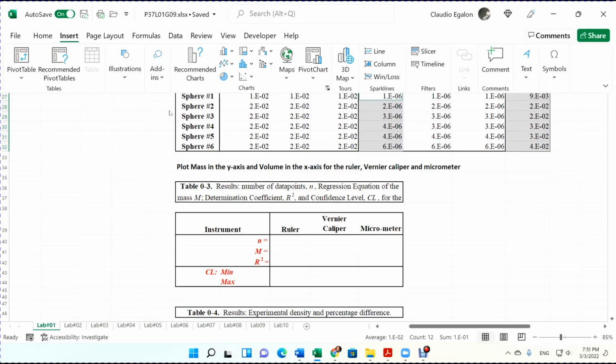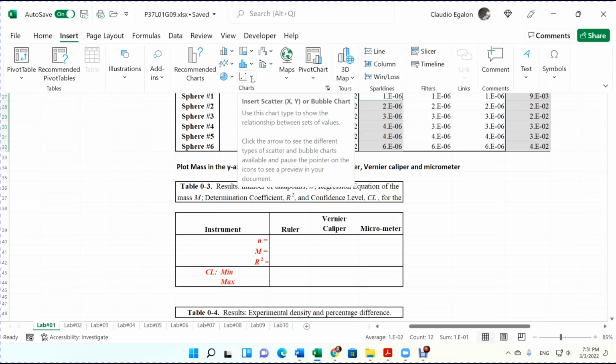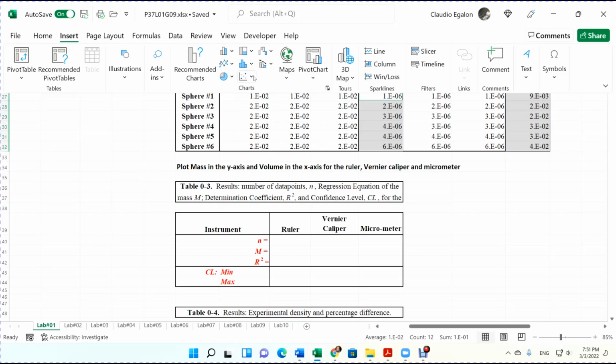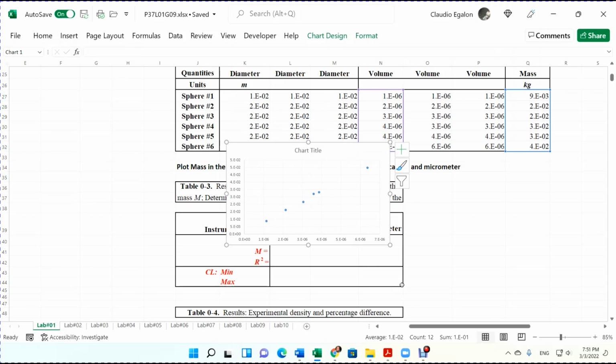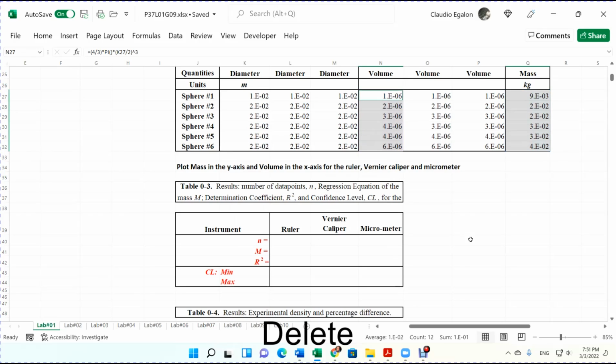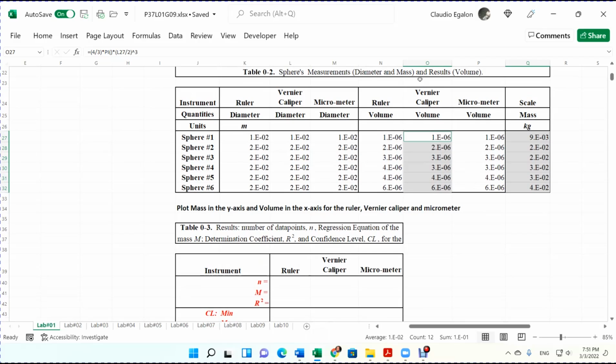Insert. It shouldn't be very different on the Mac. If it's not insert, it's something else. You should see the chart in there, and then you plot the graph. Okay, great. I got it. So you've got to do the others as well. Highlight the mass, command key in your case, highlight the volume for the vernier caliper. And then you plot the graph again.